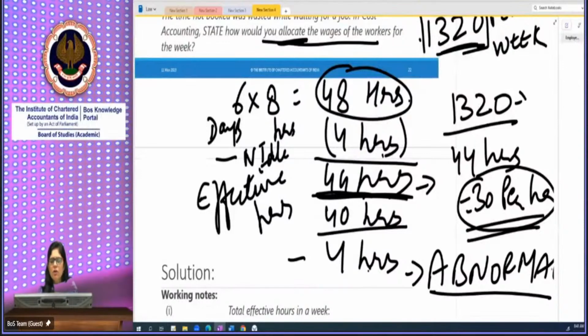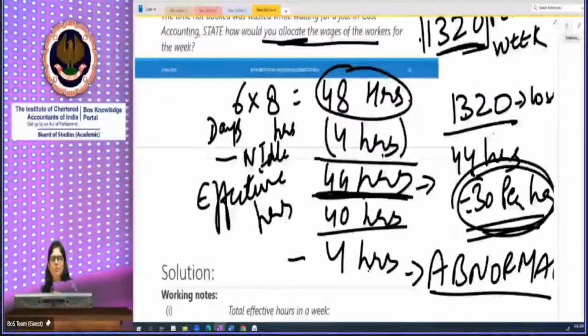hours, and the cost is 1320 per week. So cost per week and hours per week. So total effective hour cost per hour is 30 per hour. All right. So students, have you understood this? Yes, 30 per hour is the effective cost per hour.